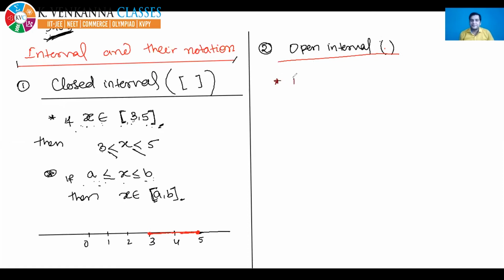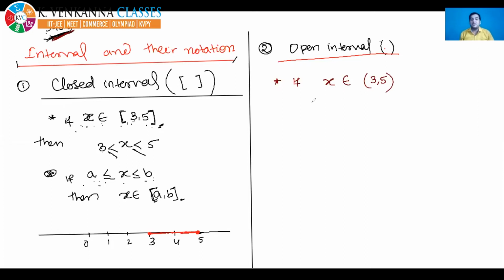Listen again to how I am reading, because the way to read it is also very important. You must know how to read this. It is written: x belongs to 3 to 5, open on both sides. So how to read? x belongs to 3 to 5, open on both sides.